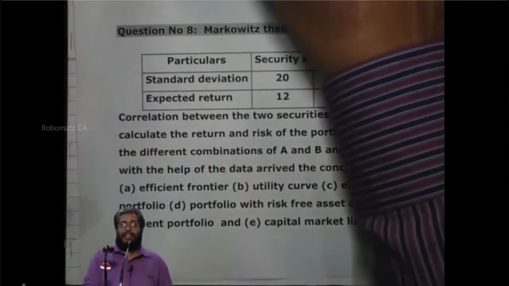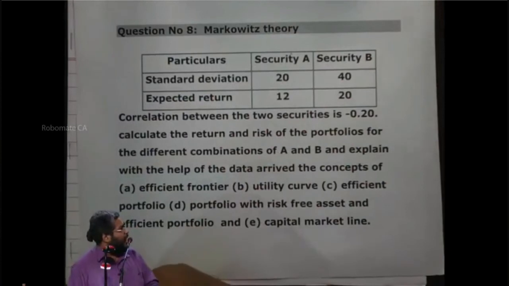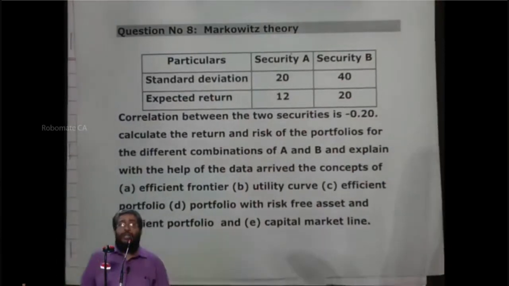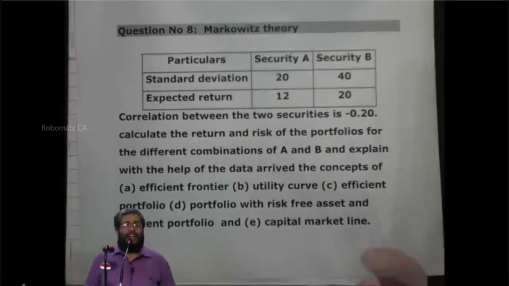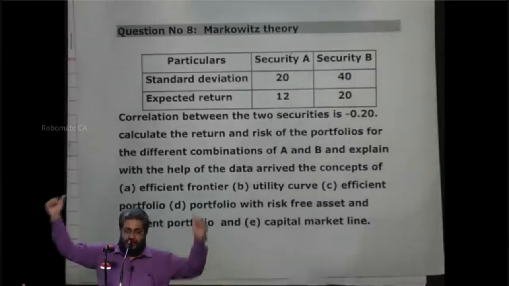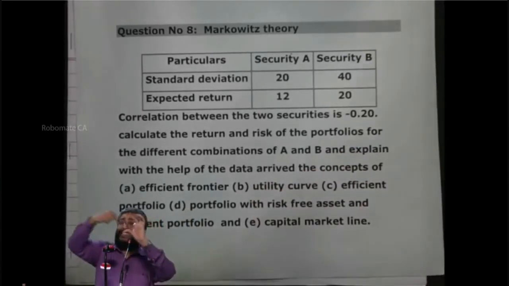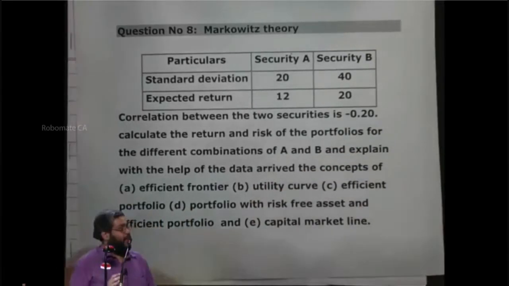Now, what happens is, my first portfolio consists only of security A. So my return is lowest. How much is it? 12%. And risk is also lowest. How much is it? 20%. Point number 1. Accept or not? Now, in that, I am going to inject B. I want to inject B into my portfolio.